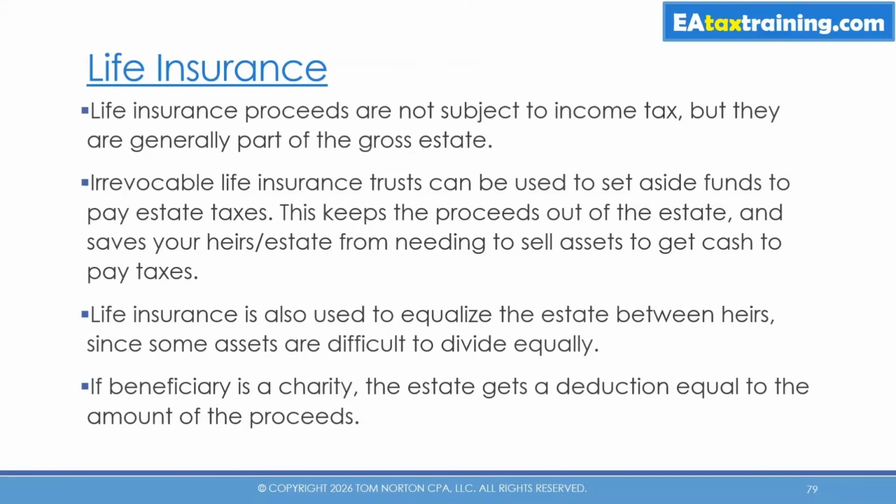In addition, life insurance can be used to equalize the estate between heirs, since some assets are difficult to divide equally. So let's say you've got a house and you want to pass that house on to one of your children. Let's say you've got 5 children. Well, you could just leave it to all 5 of them, and now they own 1/5 of the house, but that might not be what you want to do. It might be a case where you want one particular child to have that house. So what you can do is you can leave that child the house, then you can have life insurance set up for each of the other 4 children to give them an amount equal to their share of the house.